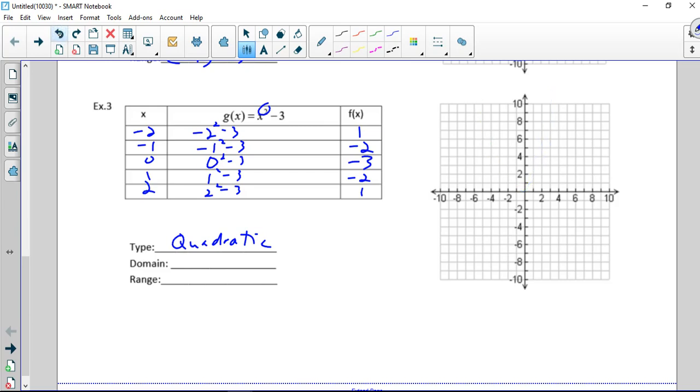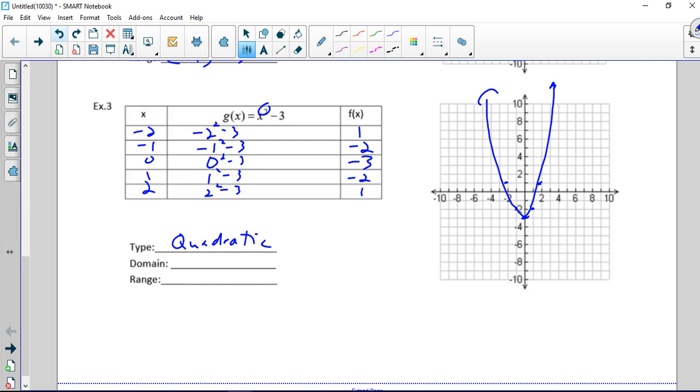Let's see what happens to this one. -2, 1, -1, -2, 0, -3, 1, -2, and 2, 1. Notice that there are mirror images left and right. And there's my parabola. It just dropped down 3 spaces.